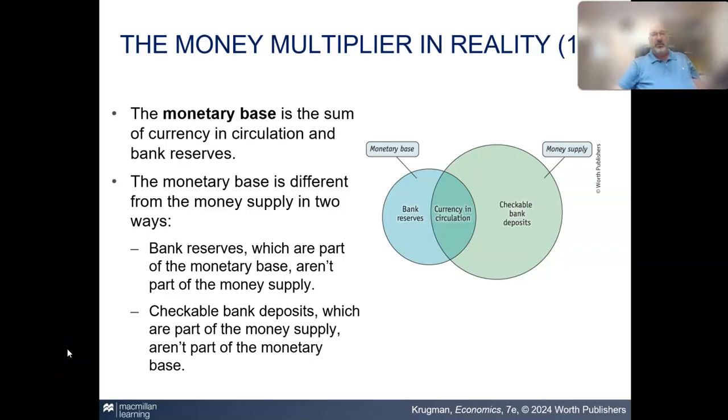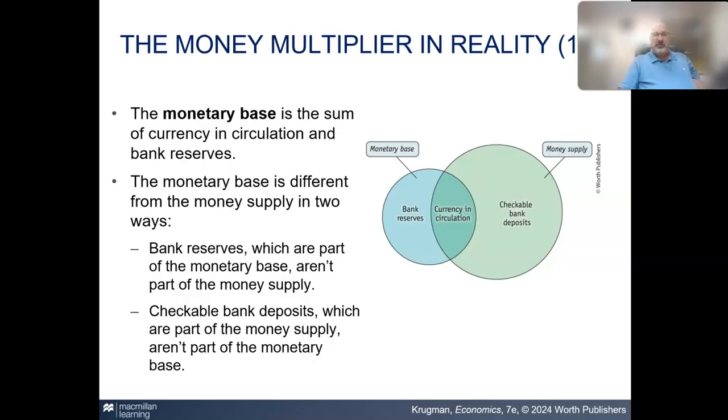So here we are, money multiplier in reality. The monetary base is the sum of currency in circulation and the bank reserves. The monetary base is different from the money supply in two ways. Bank reserves, which are part of the monetary base, aren't part of the money supply, and checkable bank deposits, which are part of the money supply, aren't part of the monetary base.